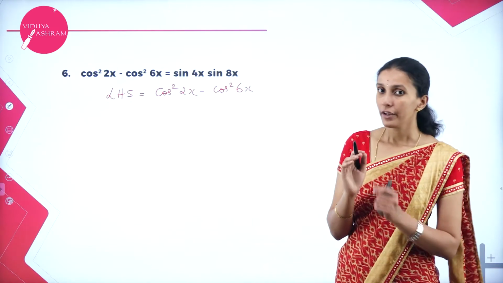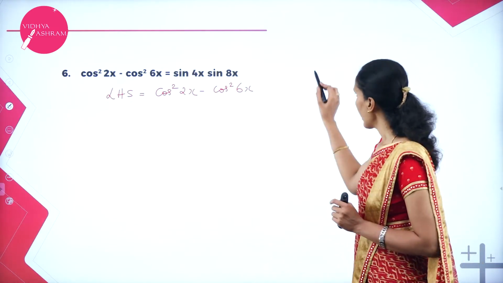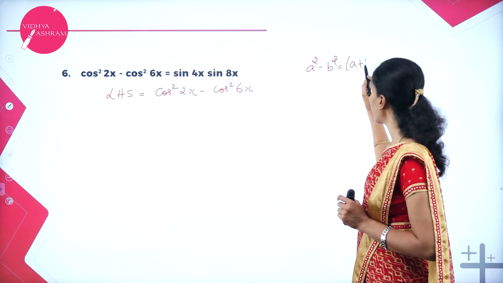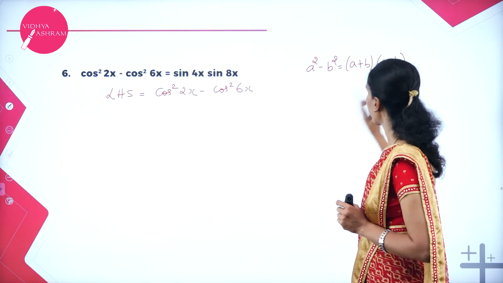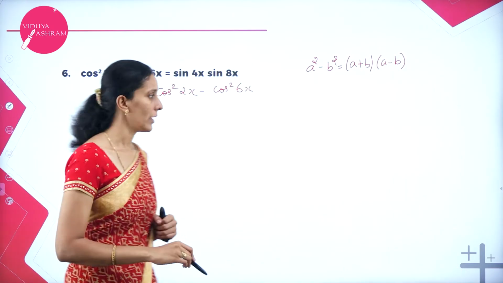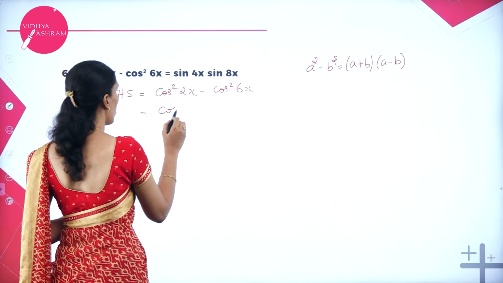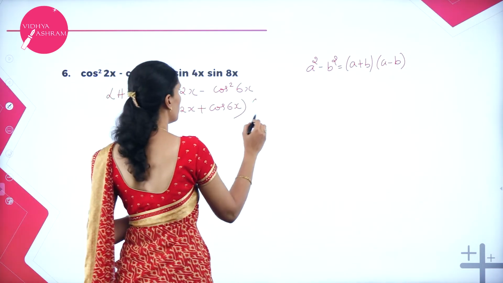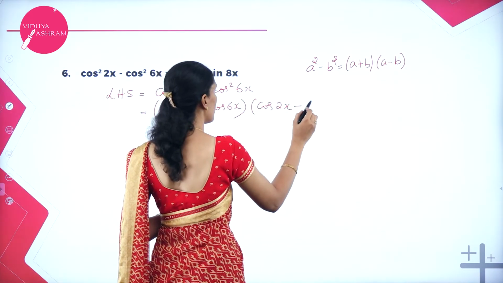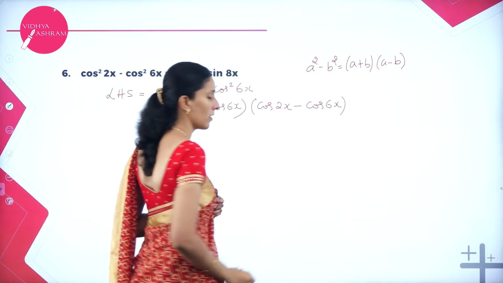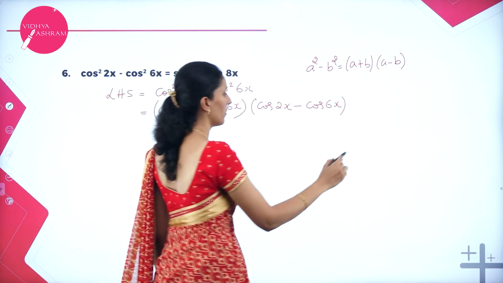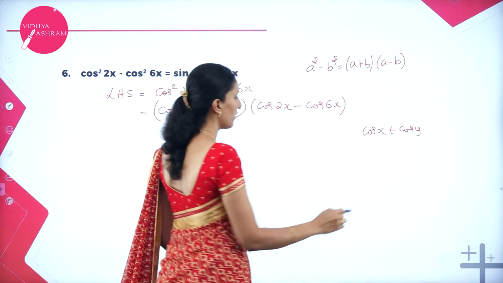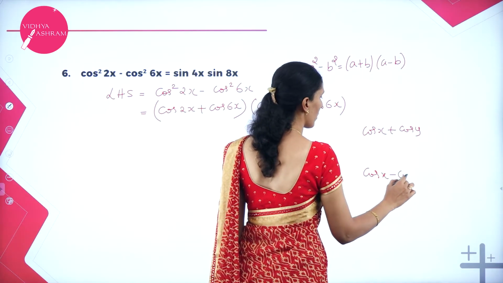So I'll split it. We know the identity, that a square minus b square can be written as a plus b, a minus b. Correct? The same thing I'll apply here. So this is now cos 2x plus cos 6x into cos 2x minus cos 6x. Now one is in the form of cos x plus cos y, and the other is in the form of cos x minus cos y.